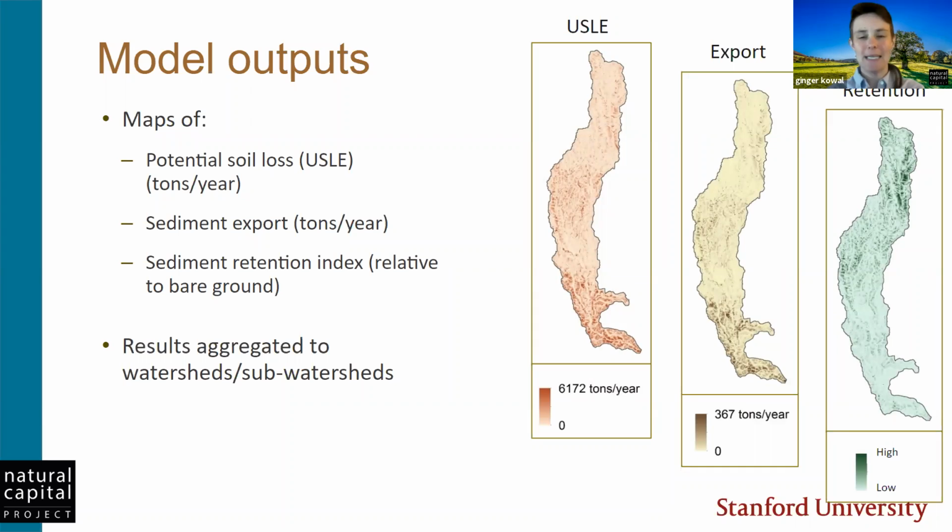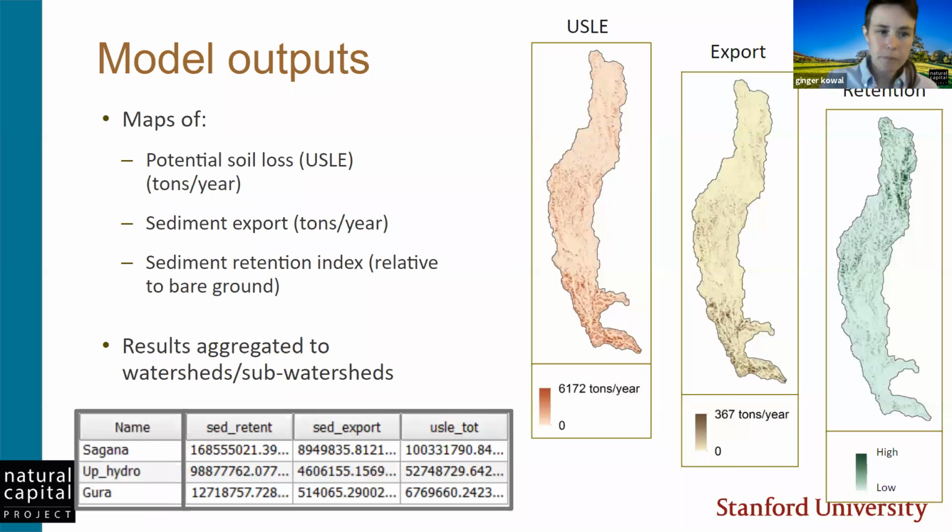The retention index is calculated by the model relative to bare ground. So this is sort of a relative index. It gives you an idea of where vegetation on your landscape is really holding back sediment. And all of those results are also aggregated up to the vector extent given by your subwatersheds, if you supplied that as an input.